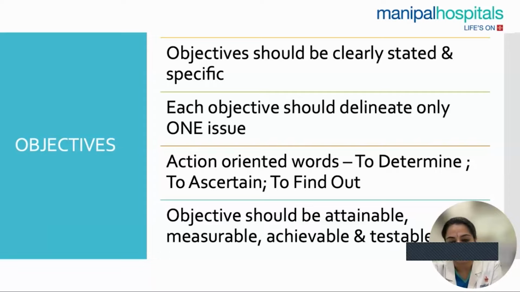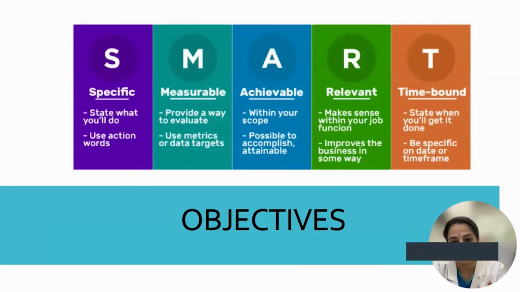And each objective should have an action-oriented word, like you'd like to determine something, correlate something, compare something, or to ascertain, or to find out. Objective should be SMART. What do I mean by SMART? Each objective should be specific. You're going to state what you're doing and you're using action words for each objective.